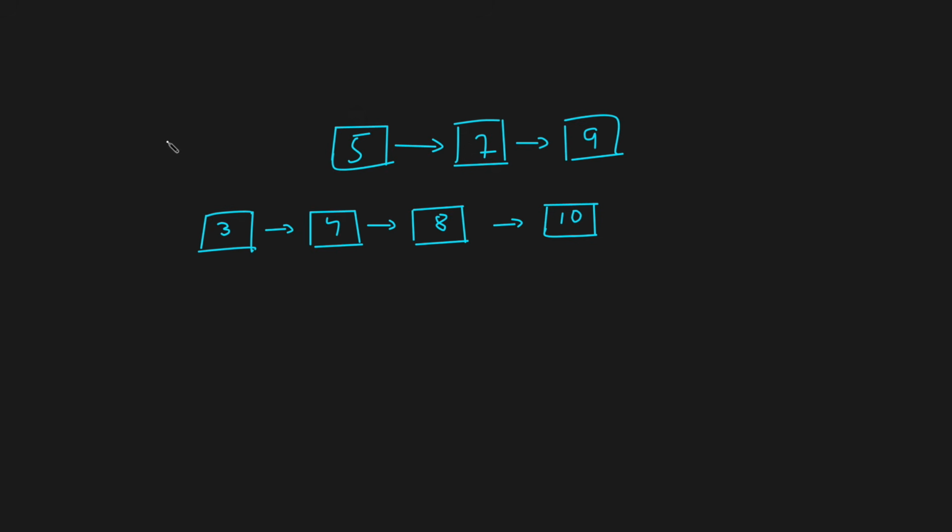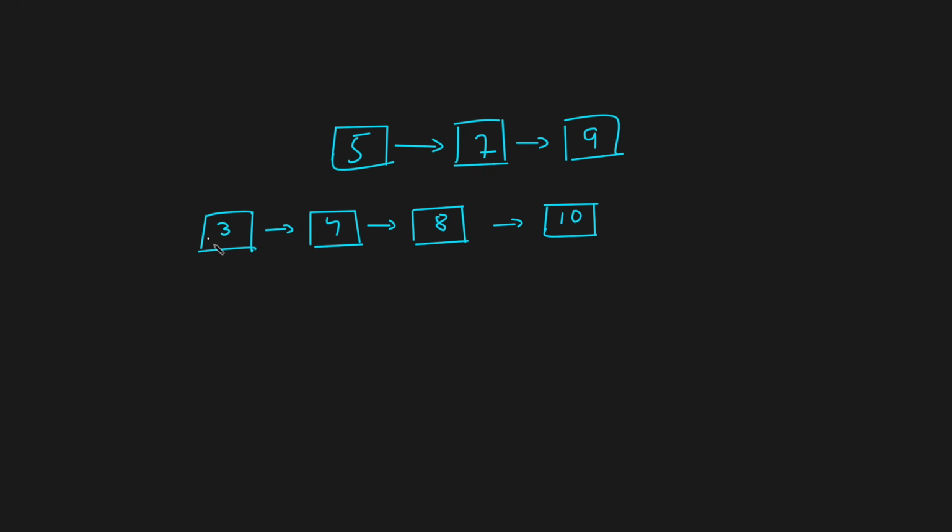So if I talk about in place, what does in place solution mean? It means these are the 2 given linked lists. You don't create any external nodes. You use these nodes to create our merged sorted linked list. How do you do that?